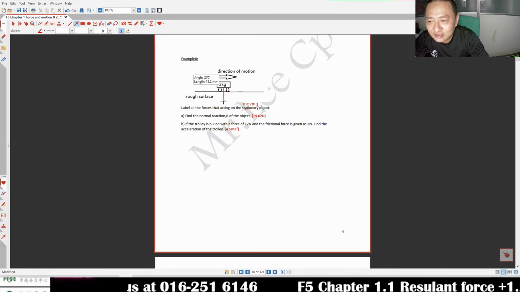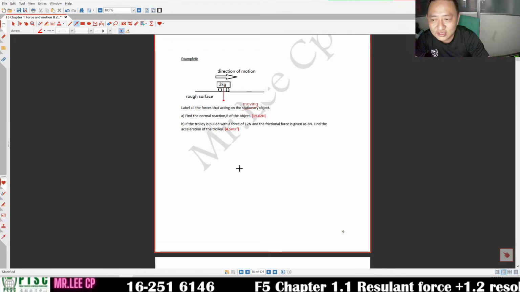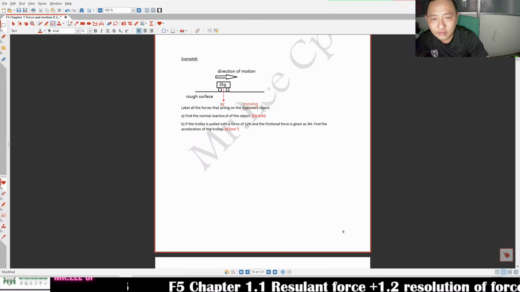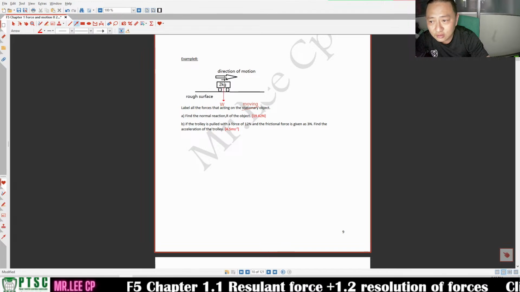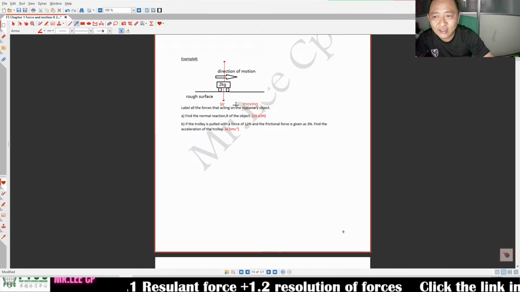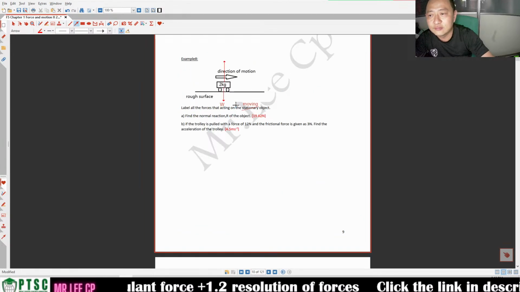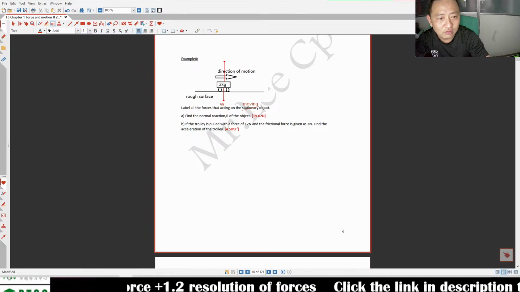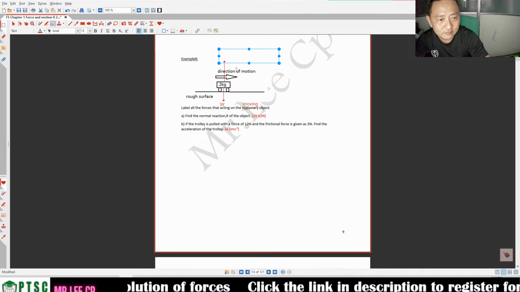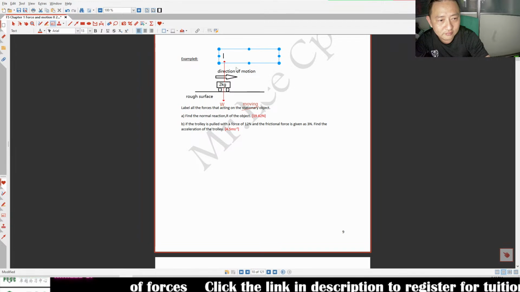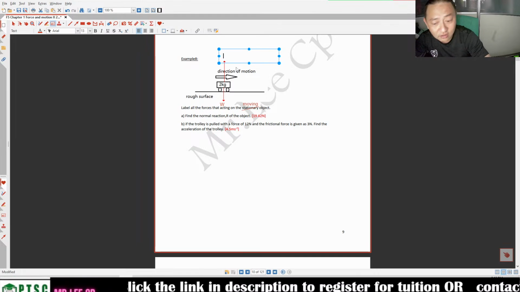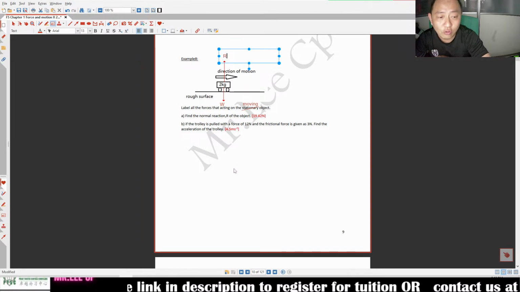Okay. Now here, this is a force. Label it down. What is this force? This is called W. What is this force called? Upward, staying on the ground. What is this force called? This is called reaction, or normal.